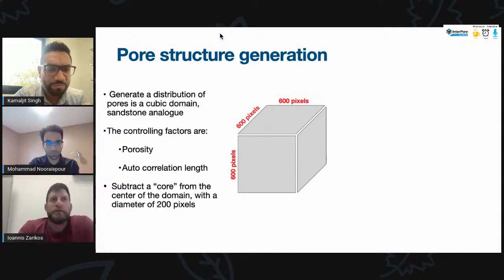And after we created this pore space, we subtracted a core from the center of the cube, 200 pixels in diameter, to create our pore space.